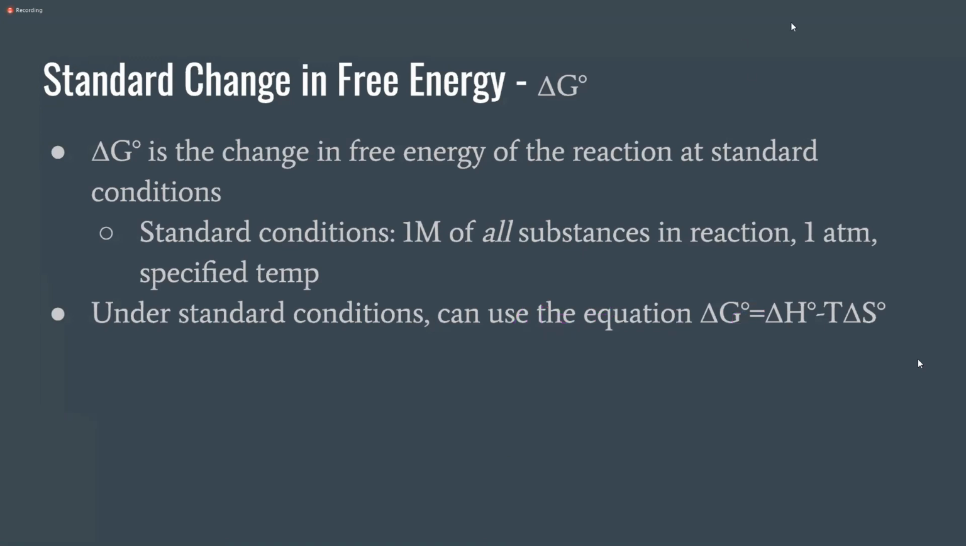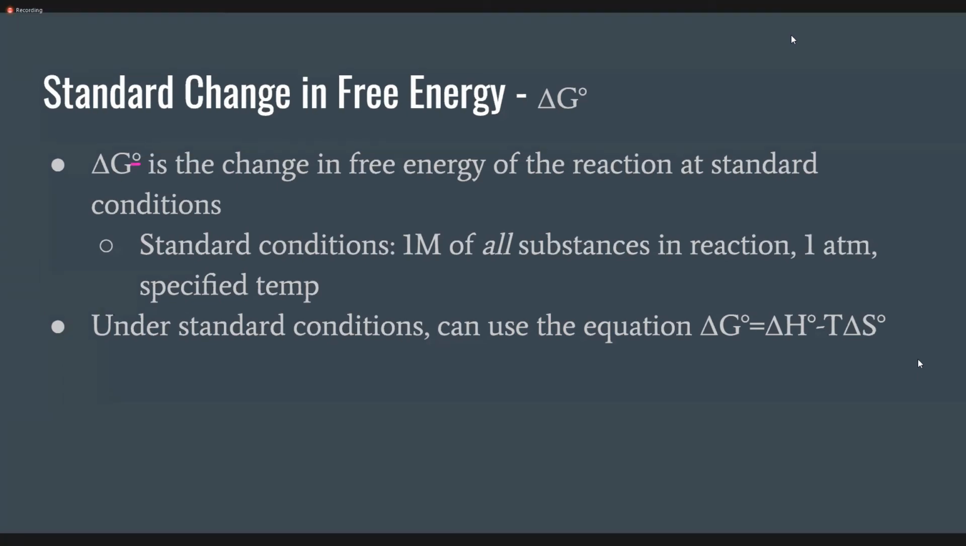So delta G naught. What this naught symbol indicates is standard conditions. Delta G naught is delta G of my reaction when I have 1 atm pressure and 1 molar concentration of all substances, so 1 molar concentration of products and 1 molar concentration of reactants. So delta G naught is the change in Gibbs free energy of my reaction only at standard conditions.